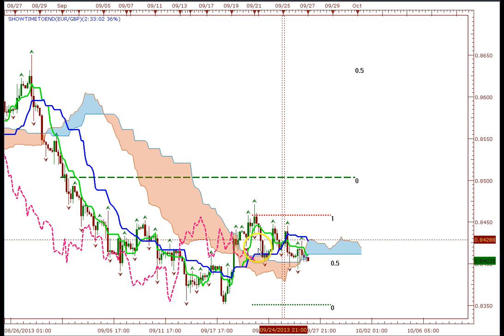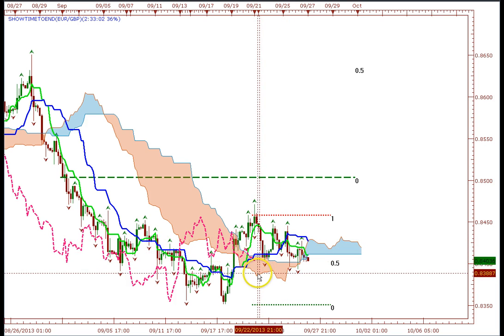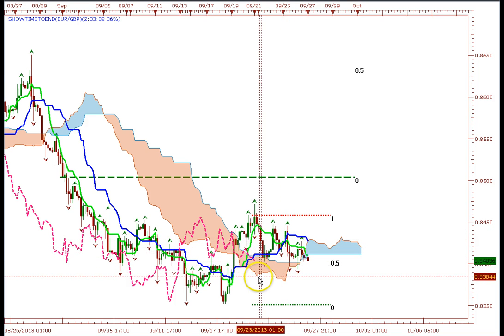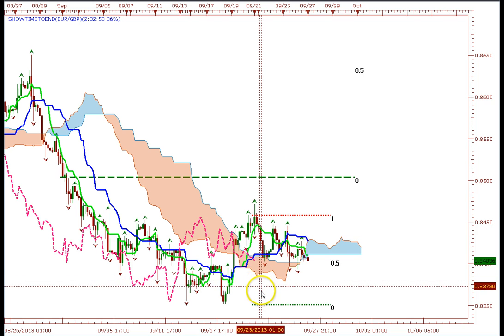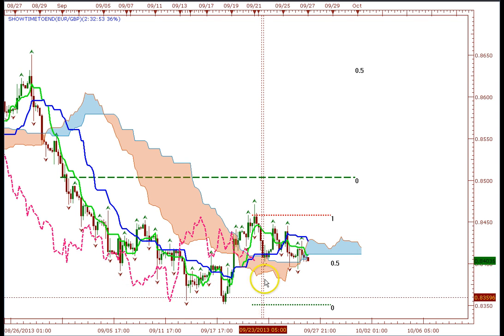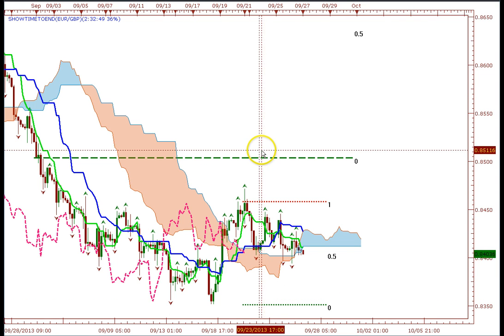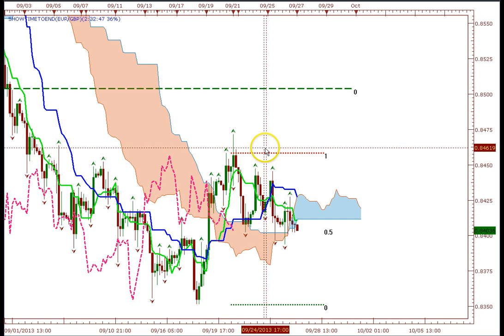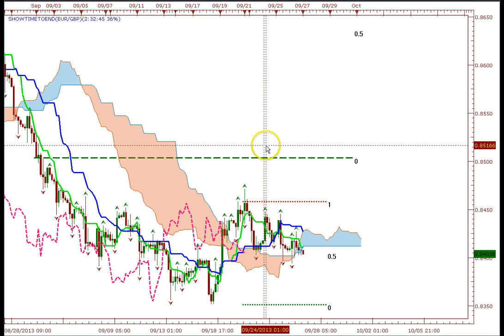You got your TK crossover, and you got your Chikou span below price. And if Chikou span gets outside of that cloud here again, there's nothing to inhibit us and take us down to this level. All right, so that's what we're looking at for now.